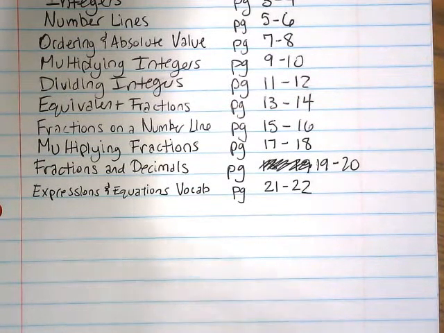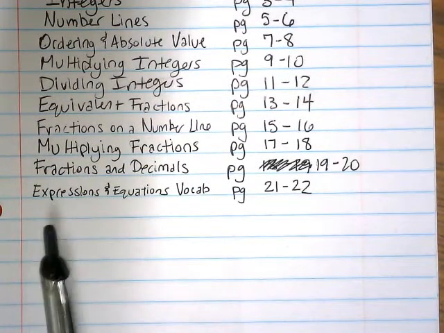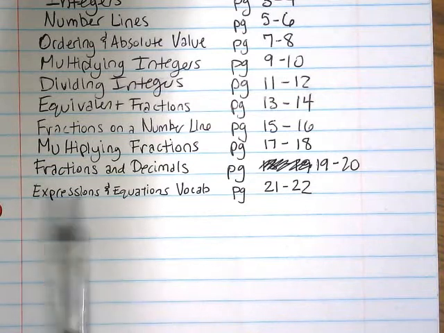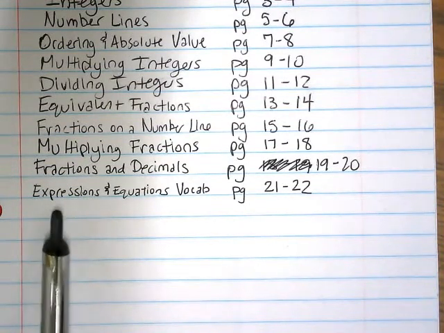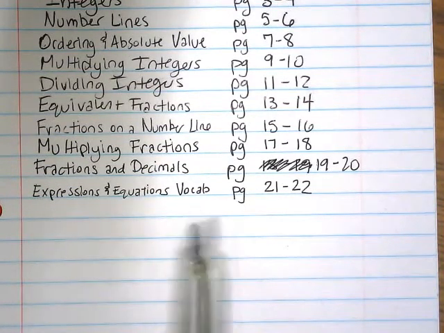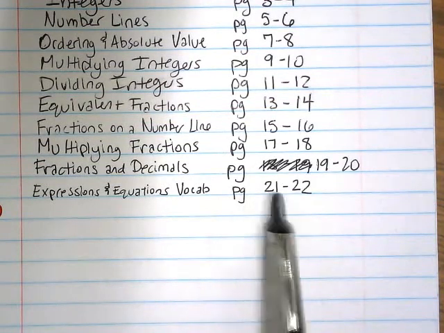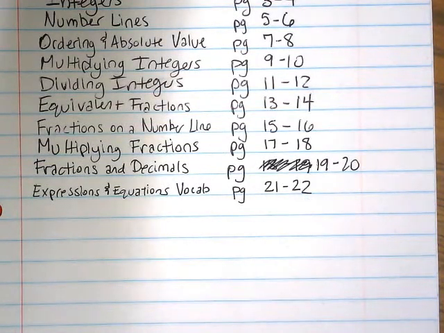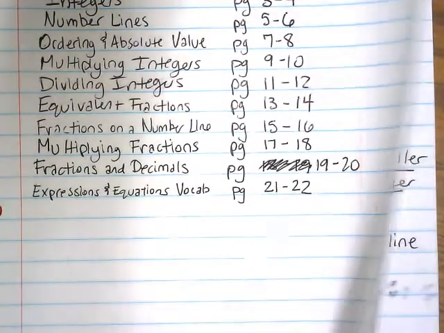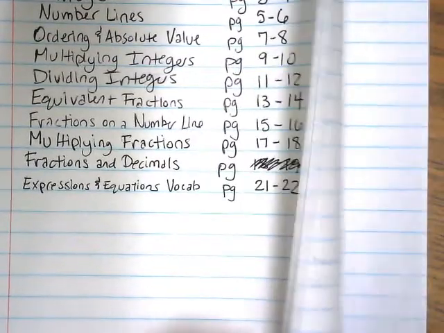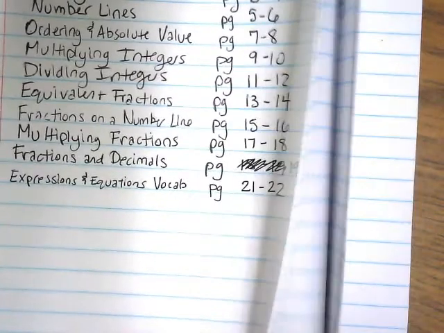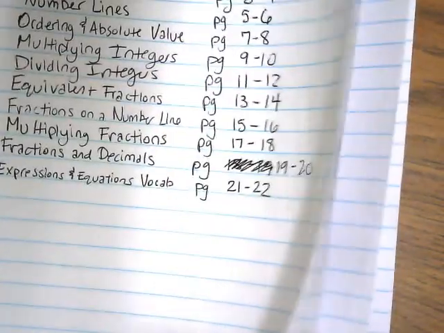Open up your math notebooks to the table of contents and go ahead and copy down what we're doing today. Expressions and equations vocab. For me, it's page 21 and 20. For you, it might be something different. You can go ahead and pause the video to write that down. If you're ready, you can go ahead and turn to those next pages.